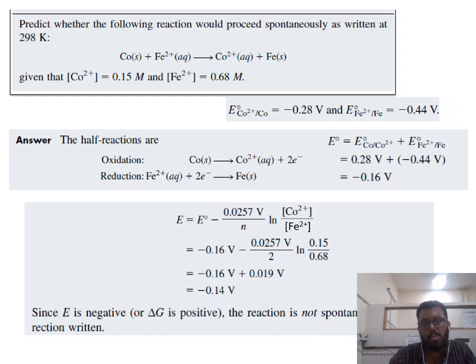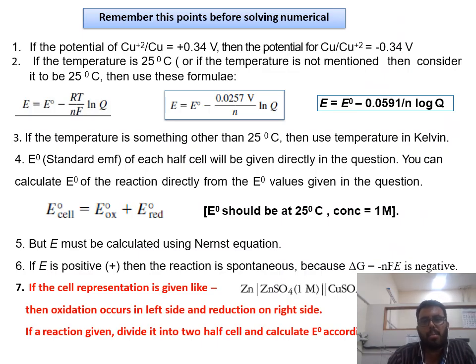I already explained that concept. Remember these points when solving numericals. The standard reduction potential of copper, if it is Cu2 plus to Cu, you have to take plus 0.34. But when it is mentioned as Cu against Cu2 plus, it means copper is used as the cathode, which means you can directly take the standard reduction potential. When copper is used as the anode, then you have to change the sign, from positive to minus 0.34.